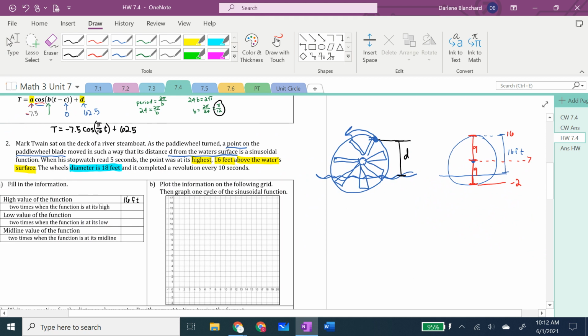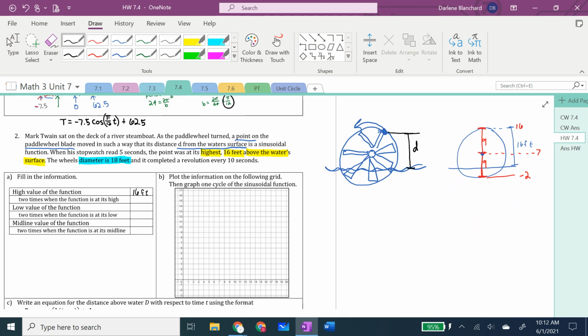Ah, the band's playing Under the Sea. I've got that stuck in my head, don't I? I can do this. I can do this.